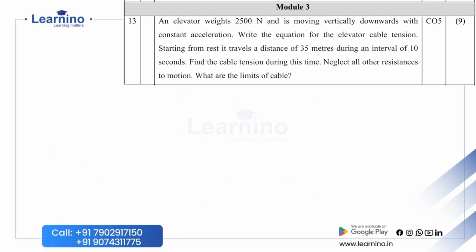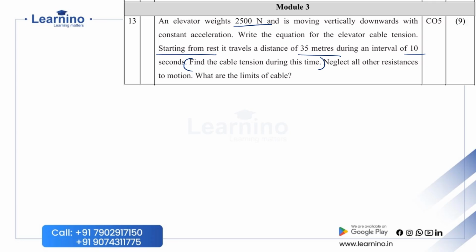Next question. An elevator weighs 2500 Newton and is moving vertically downward with constant acceleration. Write the equation for elevator cable tension. Starting from rest, it travels a distance of 35 meter during an interval of 10 seconds. Find the cable tension during this time. Neglect all other resistance to motion.